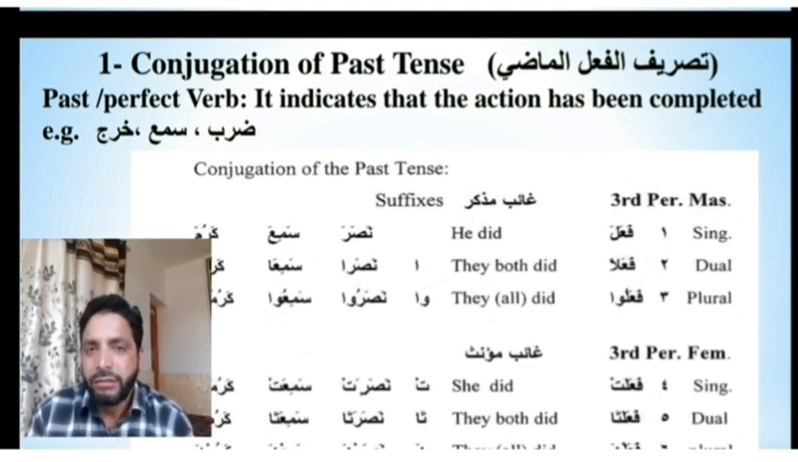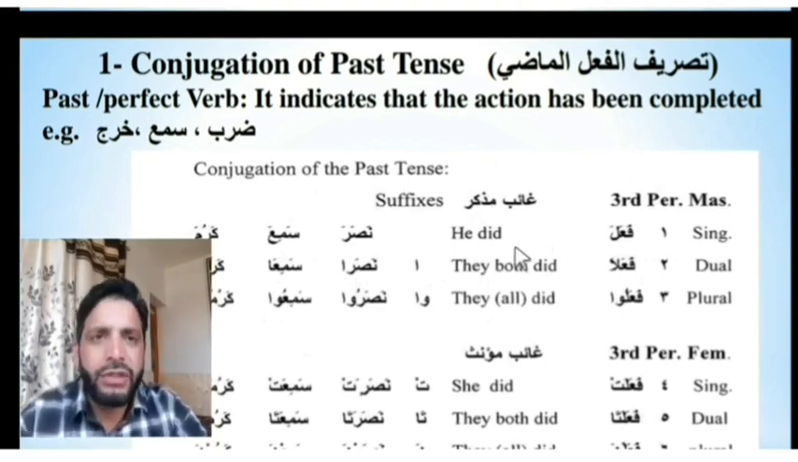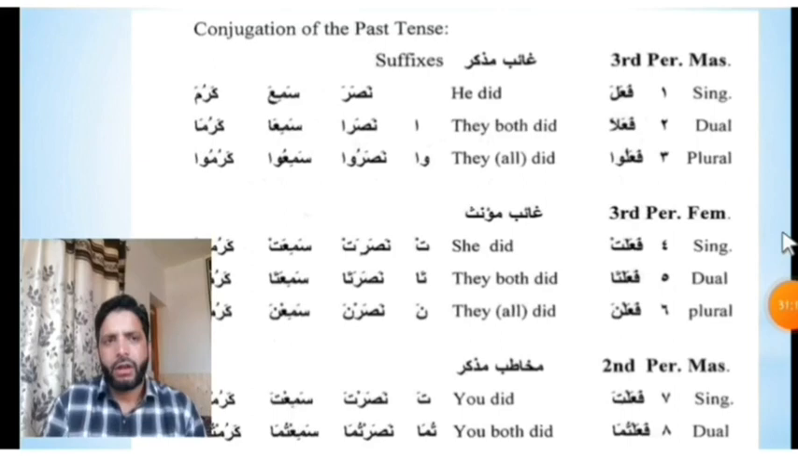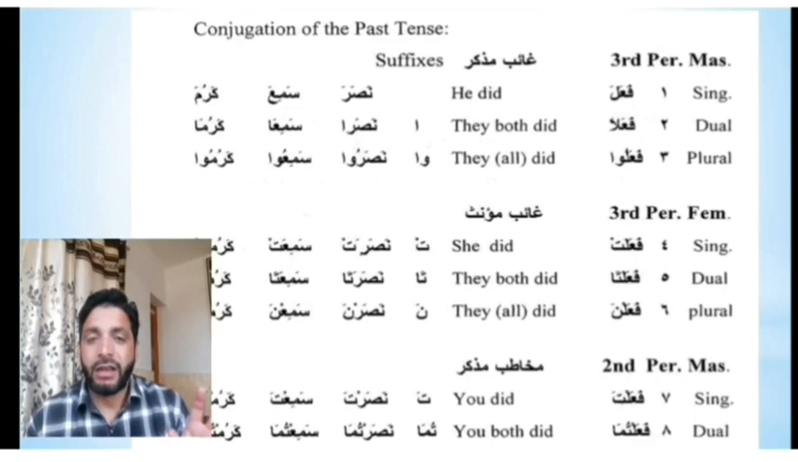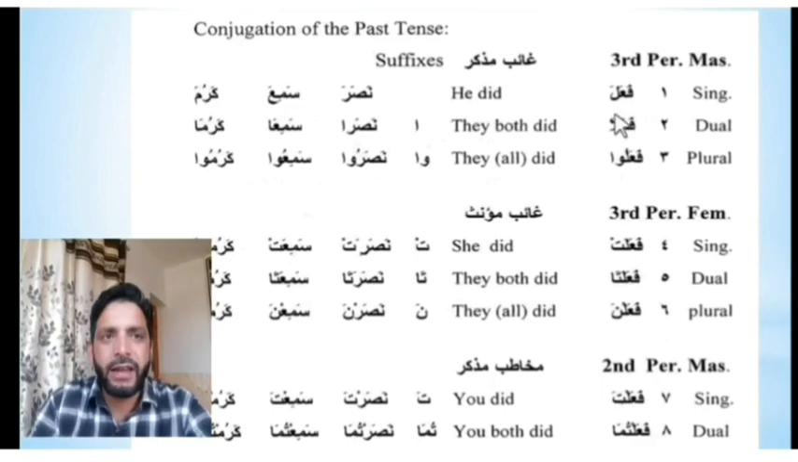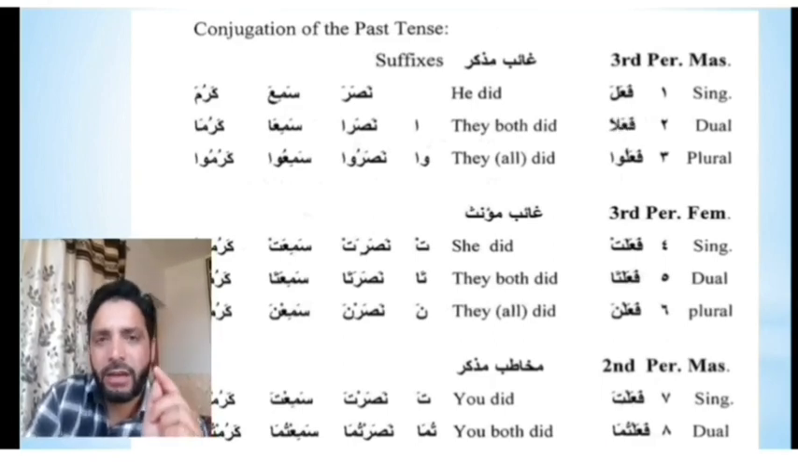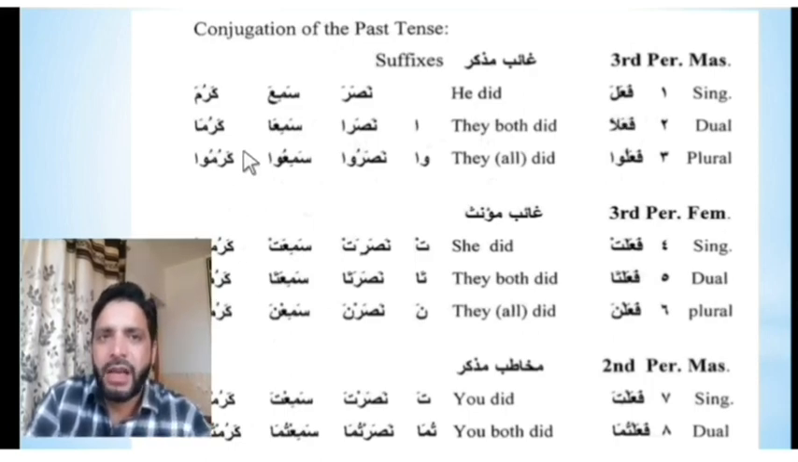Daraba, he beat. Sami'a, he listened. Kharaja, he went out. So the meaning in all the three verbs is past. Now see the conjugation. As I told you, there are 14 forms of this fi'l mazi conjugation, tasrif al-fi'l mazi. The first is fa'ala. It's used for al-mufrad, al-mudhakkar, al-gha'ib. Al-mufrad means singular, al-mudhakkar means masculine, al-gha'ib means third person. So fa'ala, he did. The examples are nasara, sami'a, qaruma.